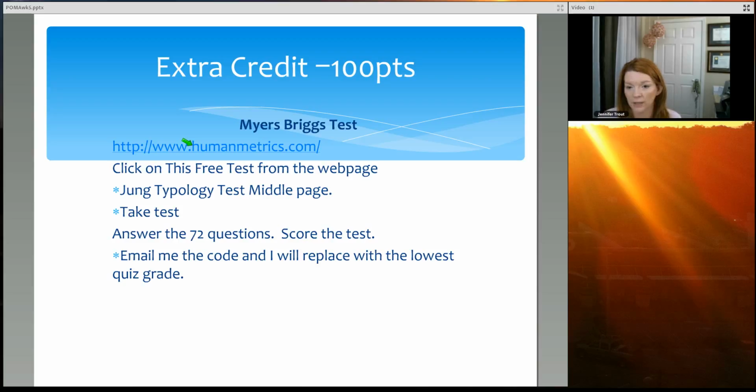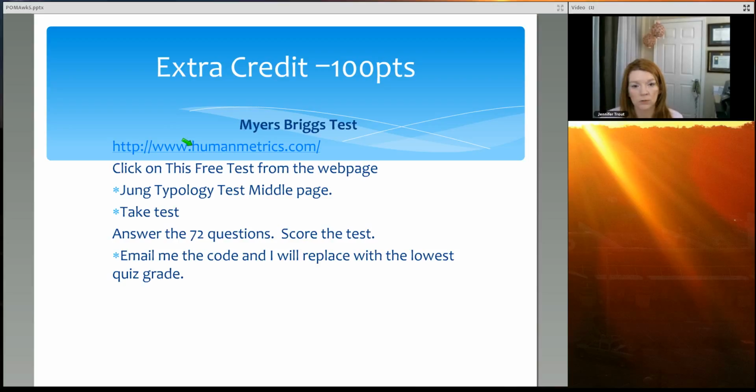At the end, you're going to get a test score. That is what you'll email me. It should be 4 letters. And if you would like to tell me anything about the test, whether you liked the test, you didn't like the test, you've taken one before and it was similar, you've taken this one before and it wasn't similar, whatever you would like to tell me. But I do need at least those 4 letters in order to give you the 100-point credit.